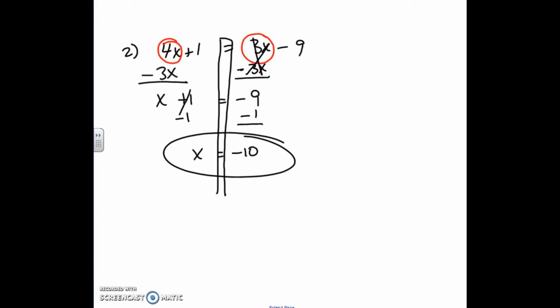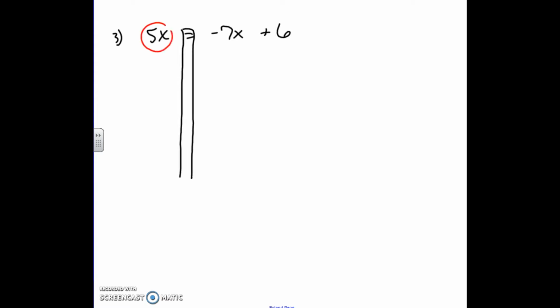Let's just do a couple more examples, some that are a little bit different. If I have 5x equals a negative 7x plus 6, this one looks a little different, but we don't do it any differently. I still have variables on each side. I still want to get rid of one of them. I choose the smaller one to get rid of. How do I get rid of the minus 7x? I add the 7x on both sides. These cancel. 5x's, add 7x's to it, gives me 12x's.